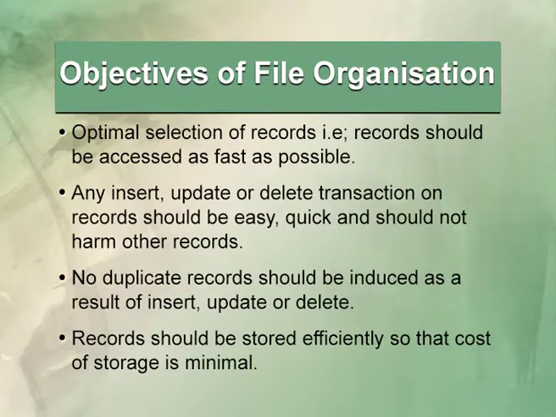So, what are the basic objectives that the file organization fulfills? Optimal selection of records. So, records should be accessed as fast as possible, that is the main motto. Whenever we are storing some records in a file, the accessibility should be efficient, should be fast. Suppose if you want to update the record, it should be quick, it should be easy, it should not harm other records, it should not disturb other values stored in the other records. And once again, there shouldn't be any duplicate records induced as a result of insert, update or delete operations.